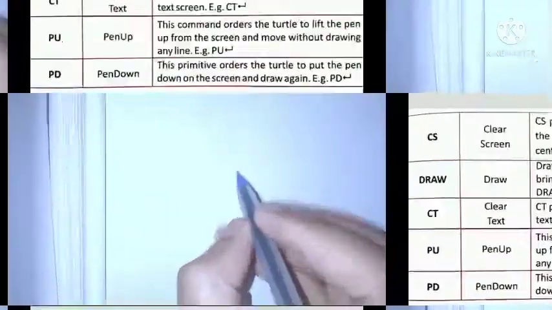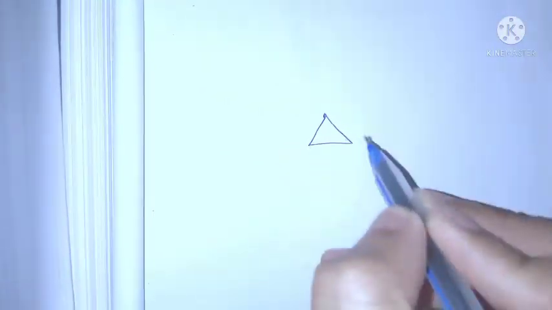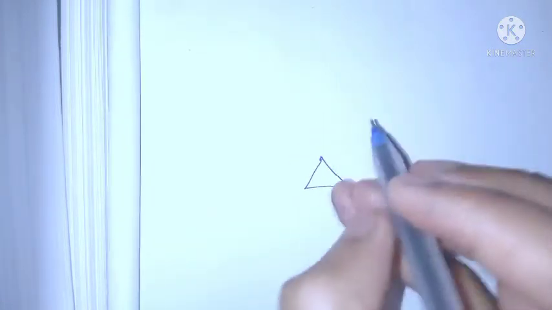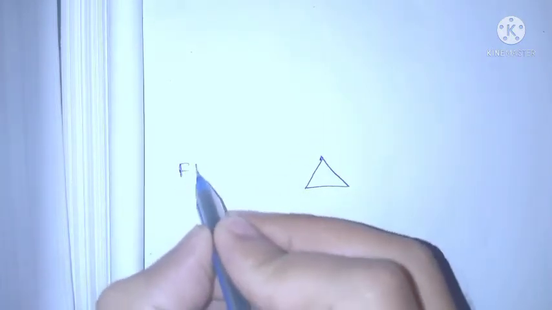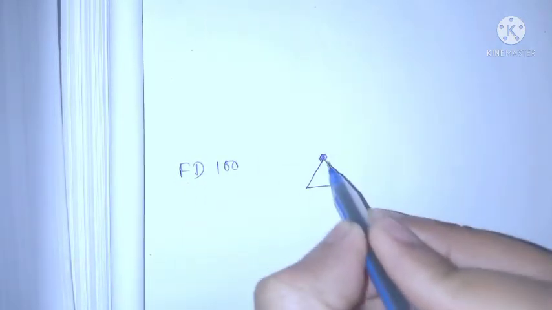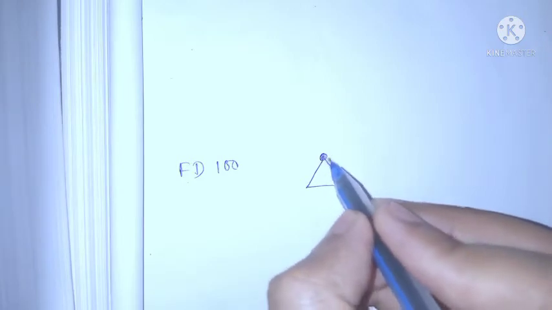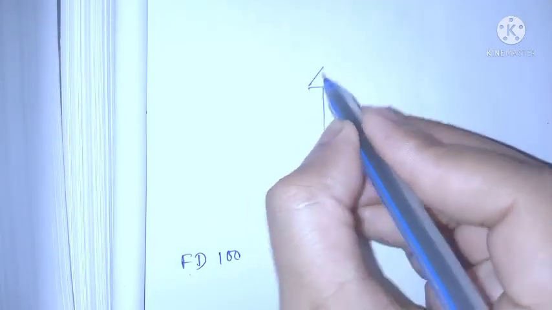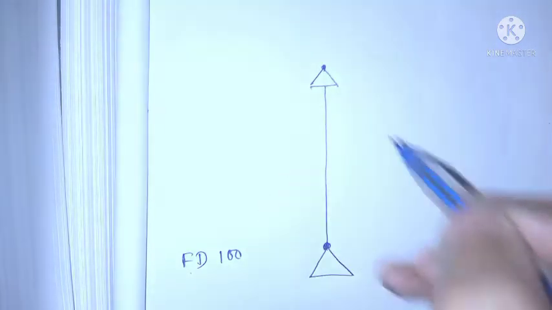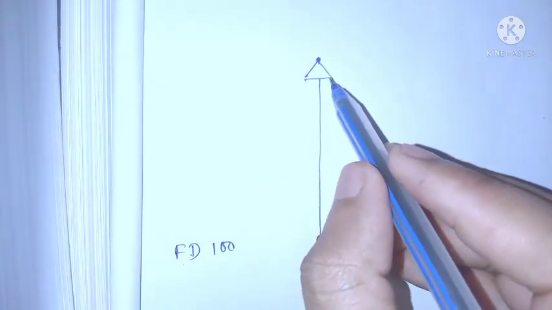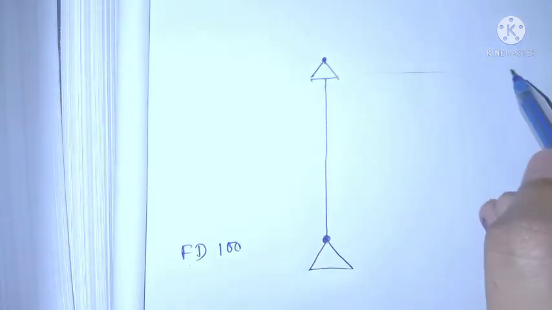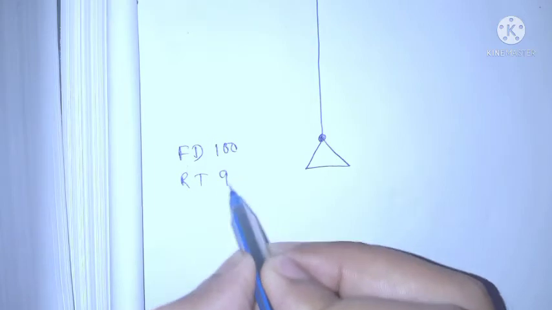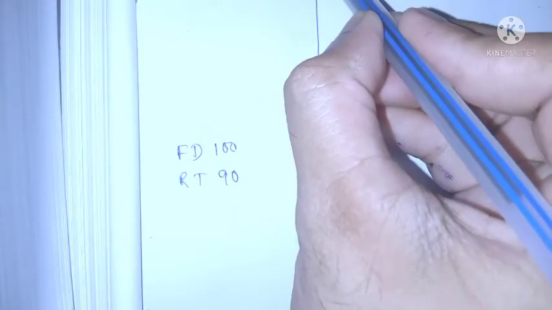So this is a turtle. First I will show you how the turtle works. If I put FD 100, this is the forward position of this turtle. So if I put FD 100, then the turtle moves forward 100 positions. Now the position of the turtle is like this, and this is the forward side. Now if I want to turn this turtle to the right side, then I put RT 90, a 90 degree angle.